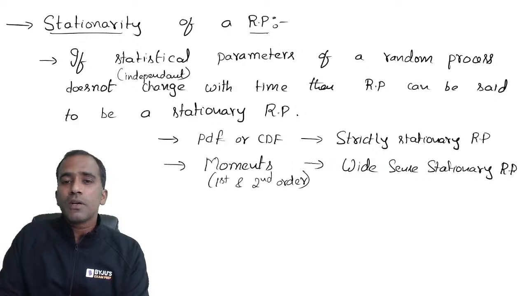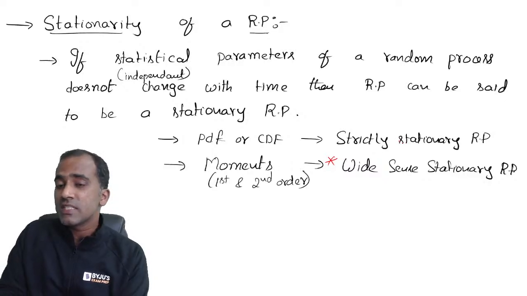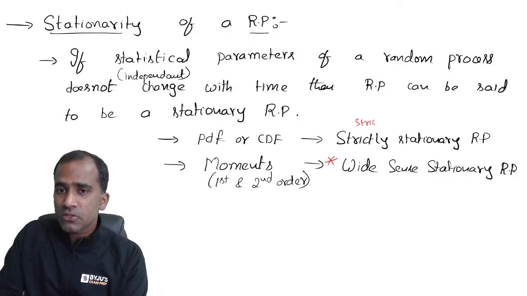So what is important for us? Only this wide sense stationarity is what is important for us. We are not really interested in strict sense stationary random process, also called strictly stationary random process.